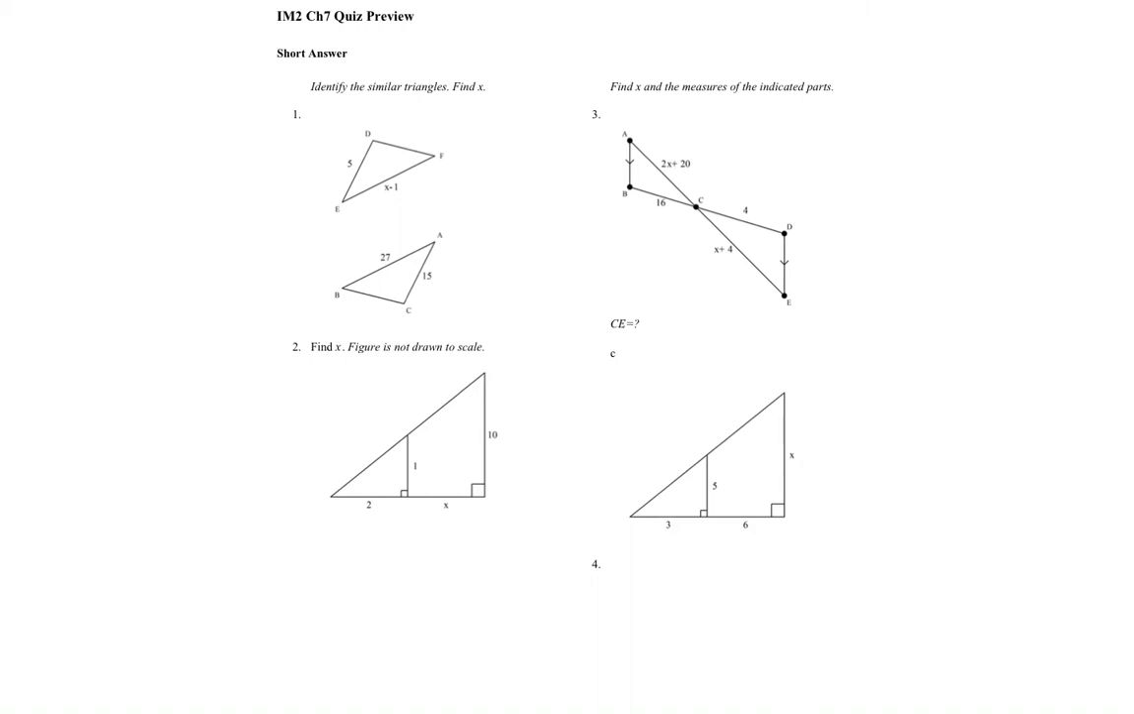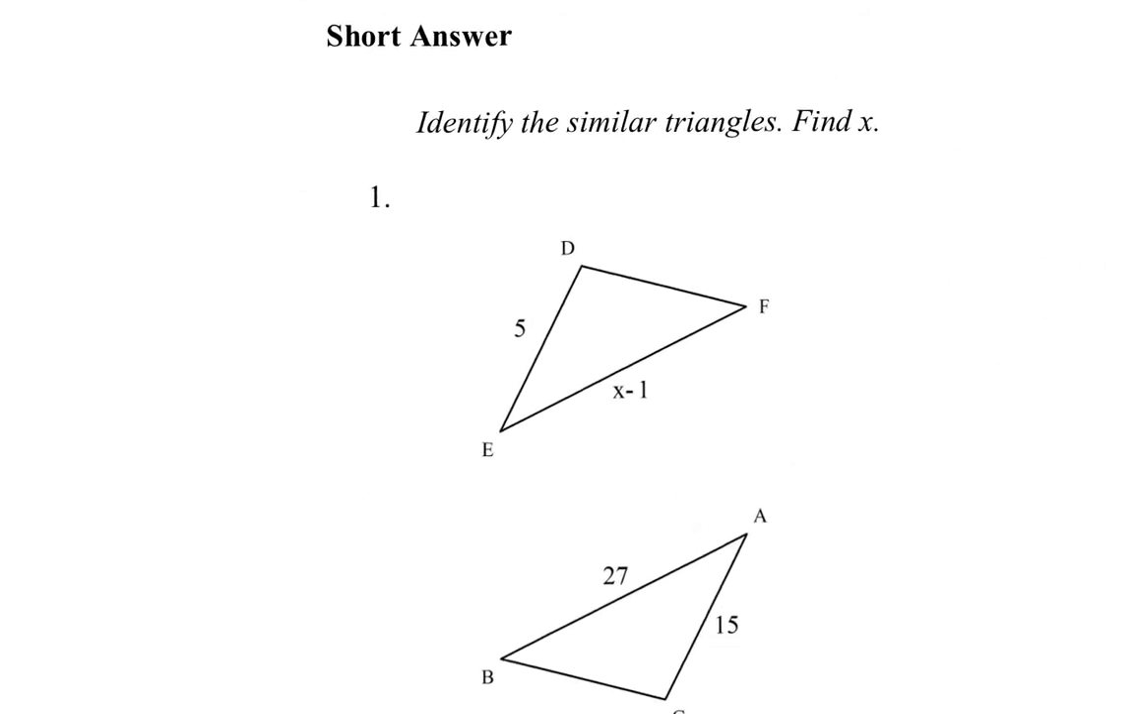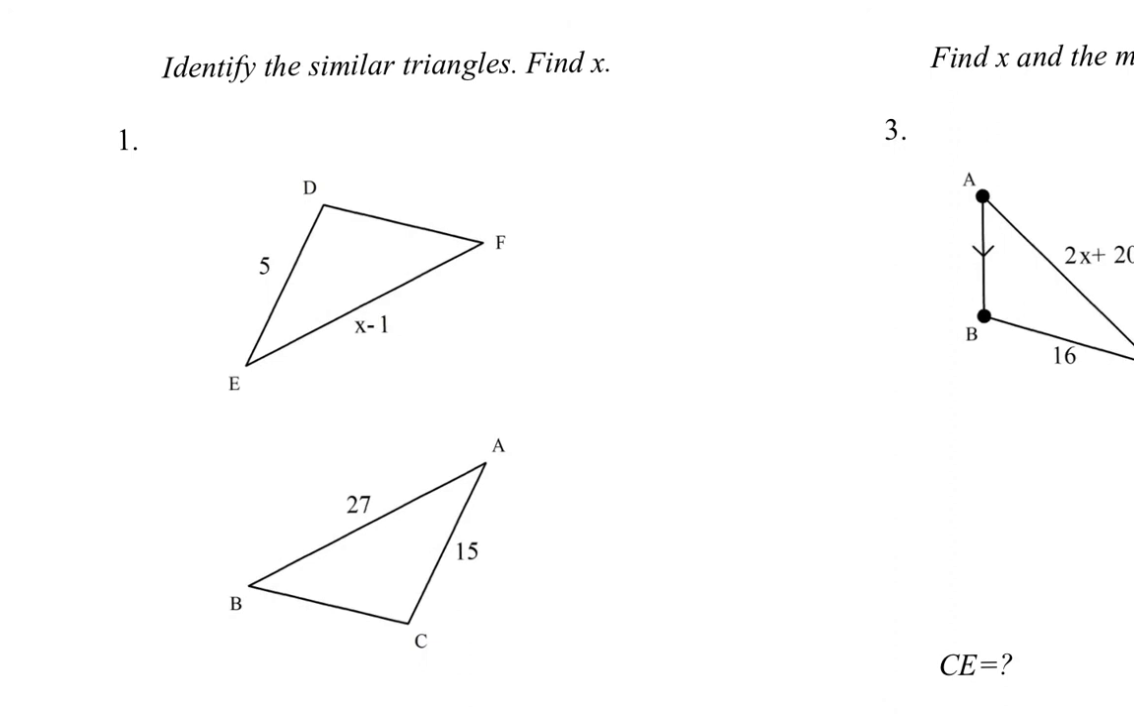All right, I'm gonna go through all 7 questions on this study guide just to kind of show you what to expect on your quiz coming up. And so let's just go for it. Let's start with number 1. It says identify the similar triangles and find x.